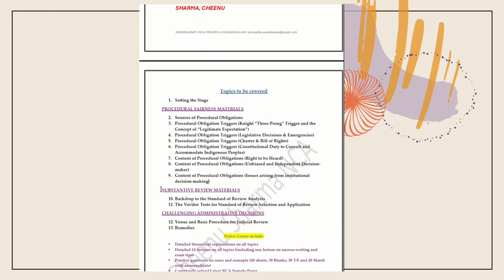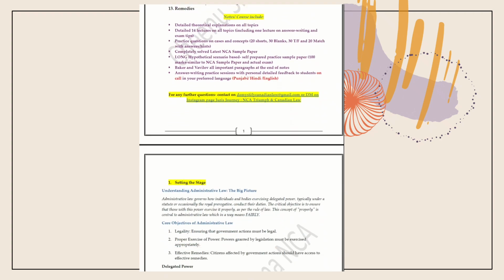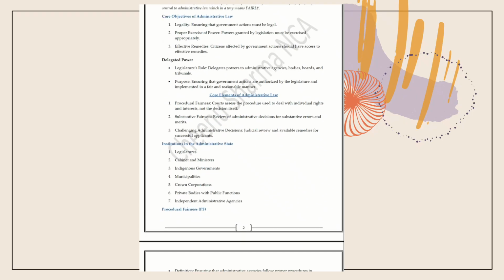Then comes the next part, substantive review. So here comes the Vavilov test, standard of review, and last is how do you challenge. If some administrative authority has made a wrong decision, how do you challenge that decision? Where will you have to go, whether you will go for judicial review, or whether you go for a statutory appeal. So venue, basic procedure for judicial review, and what are the remedies you have. So this is your simple 13 topic syllabus, and then these are my notes just to give you a glimpse.